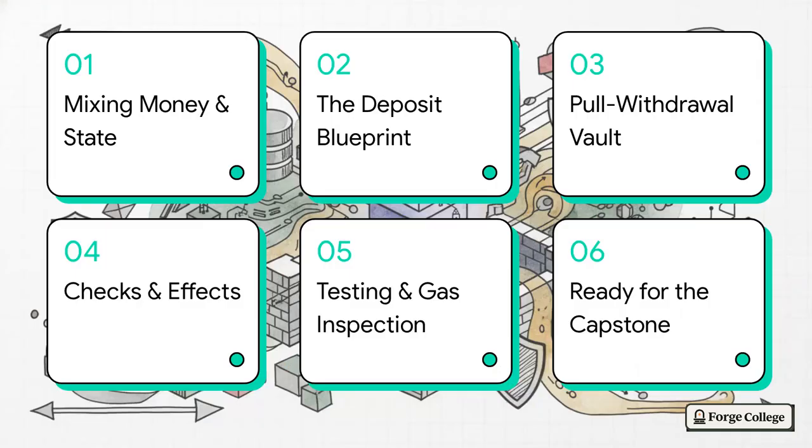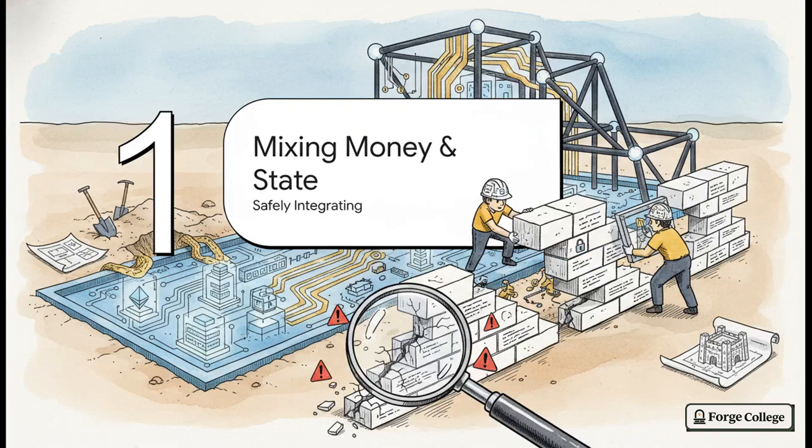So, here's our master schematic for the day. First, we'll look at mixing money and state safely. Then we'll dive into the deposit blueprint, followed by the pull withdrawal vault. After that, we'll hit checks, effects, and interactions, run through some testing and gas inspections, and finally, get you ready for the capstone. All right, Section 1, Mixing Money and State Safely.